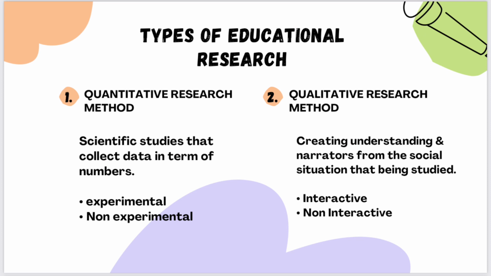The second one is qualitative. So qualitative research is creating understanding and narratives from the social situation that being studied. These methodologies are quite different. They are not interested in numbers and in collecting or counting. They are more interested in creating narratives or creating understanding for the social situation that they are looking at or studied at. And they also have two kinds, interactive and not interactive.